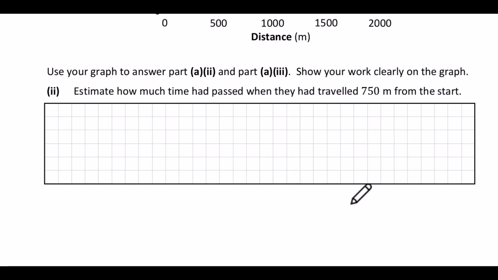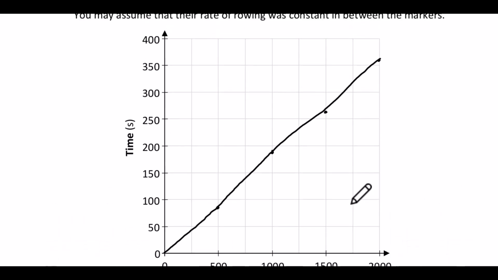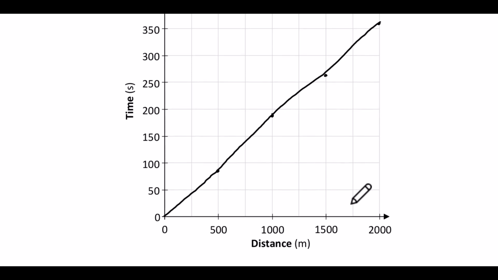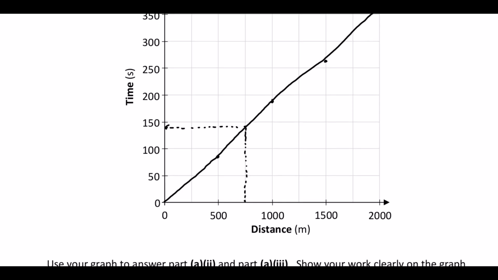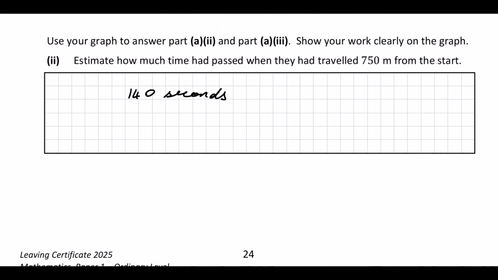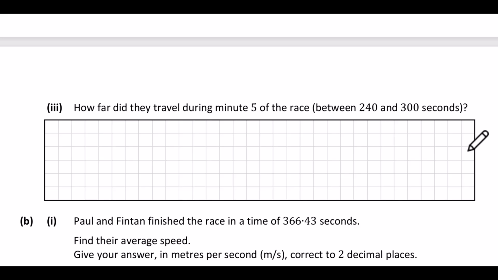Estimate how much time had passed when they had travelled 750 meters from the start. So 750 meters would be here. So we need to go up and across here and read this off. But you would be expected in the exam to actually draw that in on your graph, with a ruler. I can't use a ruler here, but to draw a line up along here and then across here. So I am looking at about 140 seconds, I'm going to say. So it's going to vary from person to person depending on how they drew the graph, but I'm going to say 140 seconds.